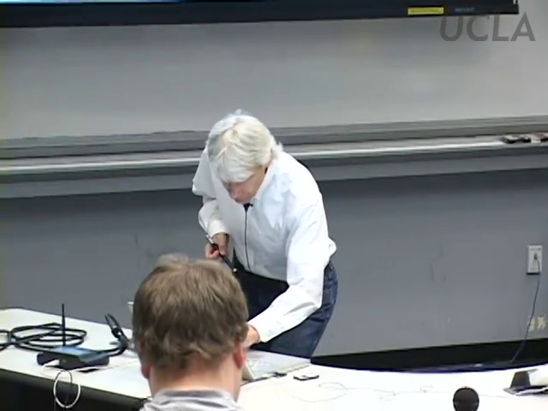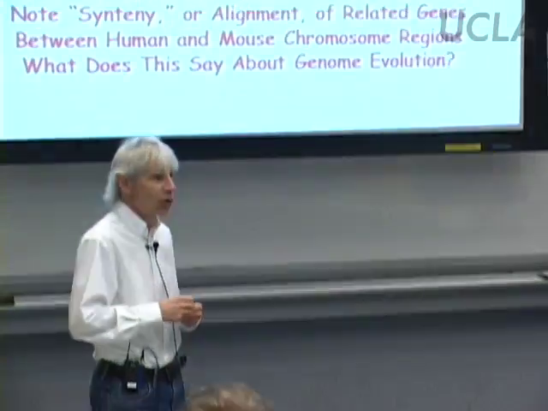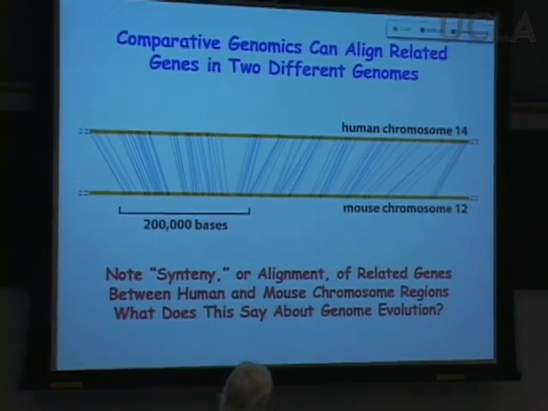And I just showed you in one of these slides, which I'll go back to, that you can line up. There it is. There's mouse chromosome 12 and human chromosome 14. You can line up all these genes.